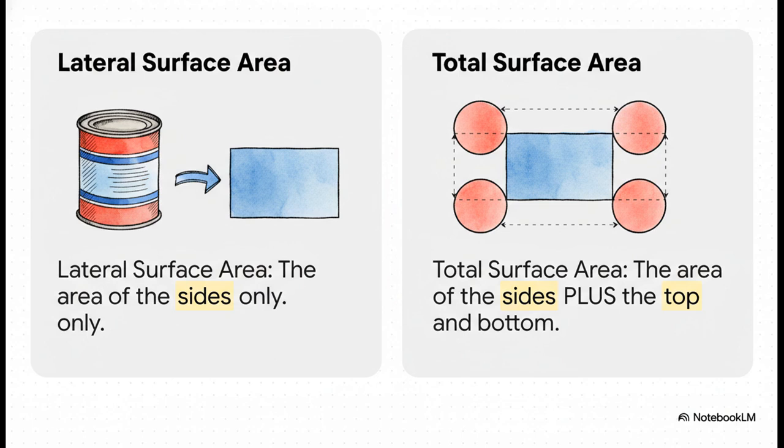There's lateral surface area, which is just the area of the sides. Think of the paper label on a can of soup, just the part that wraps around. But then there's total surface area, which includes the sides plus the top and the bottom. It's the difference between painting just the walls of a room versus painting the walls, the floor, and the ceiling. For what we're doing today, we're going to focus on the total.